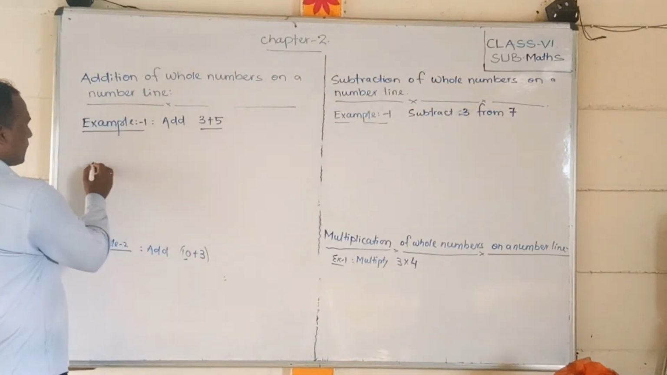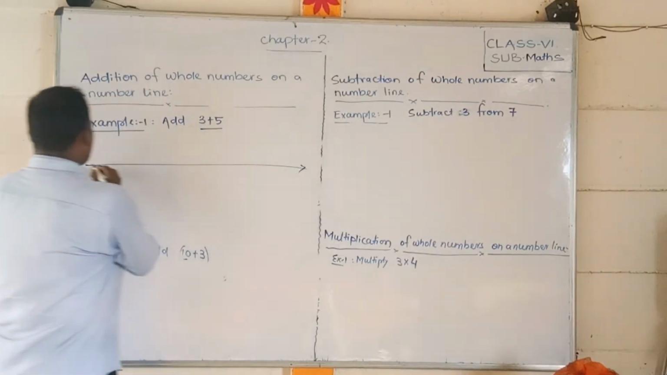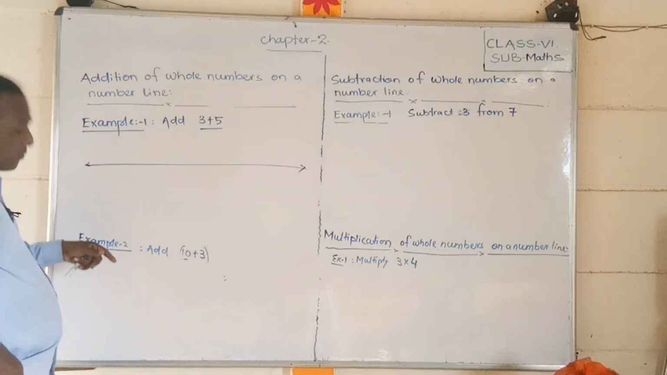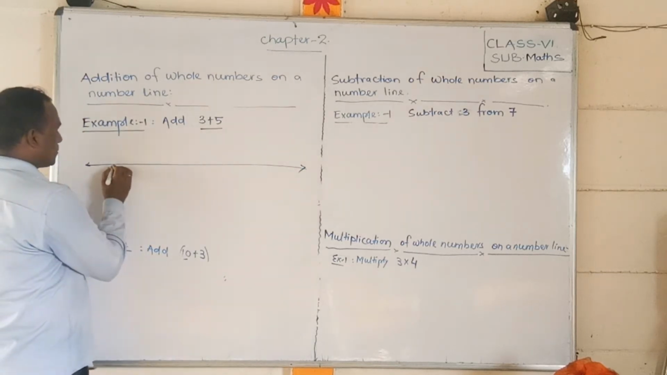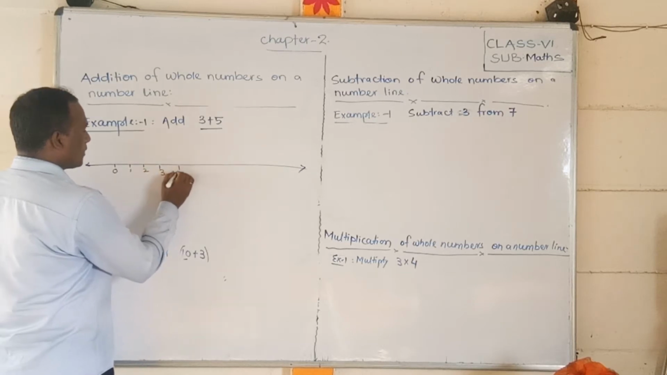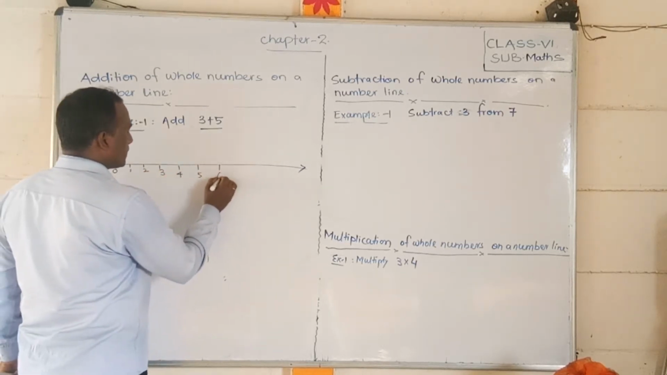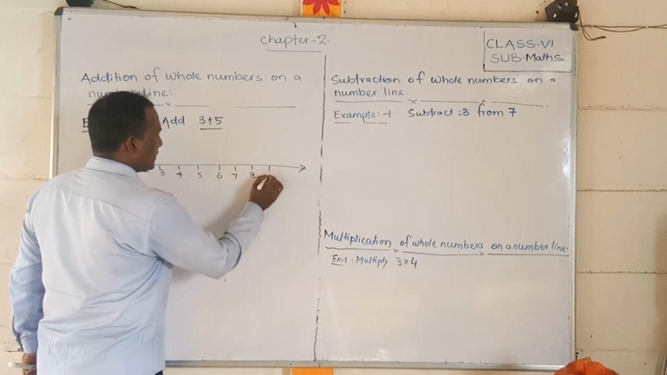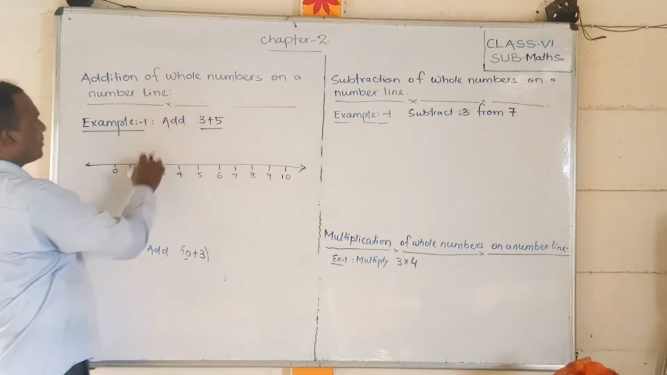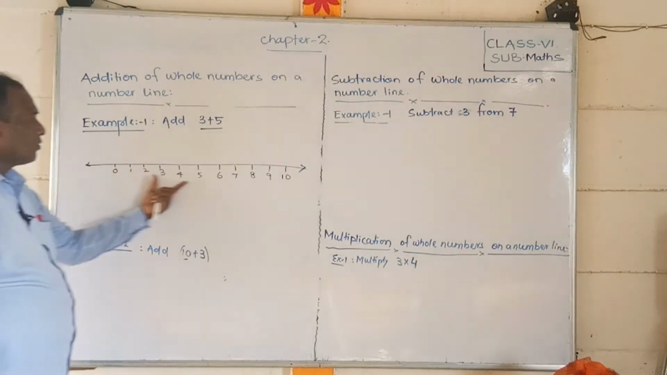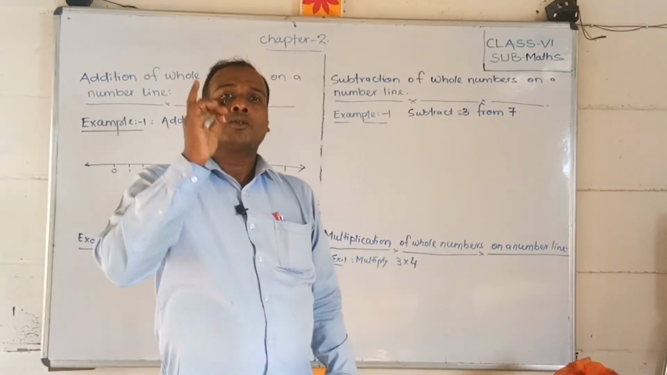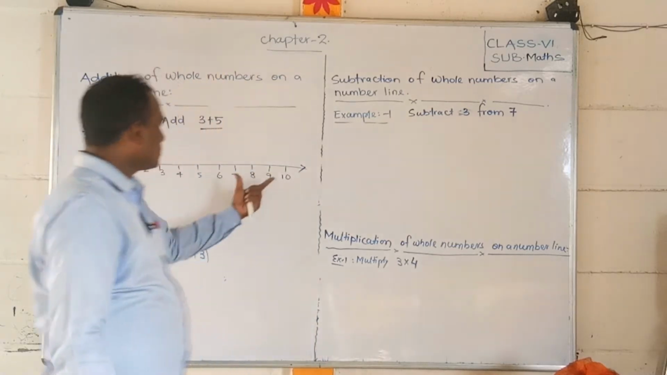So first of all, step 1, first draw the number line. Once you have drawn the number line, then we have to mark the whole numbers starting from 0: first write 0, next 1, 2, 3, 4, 5, 6, 7, 8, 9, 10 and so on, because whole numbers start from 0. So these are the whole numbers. First, you have to draw the number line from 0 up to infinity, and write some numbers like this.